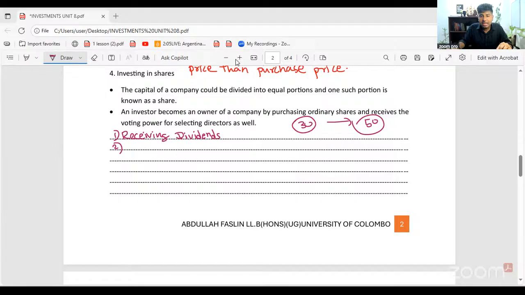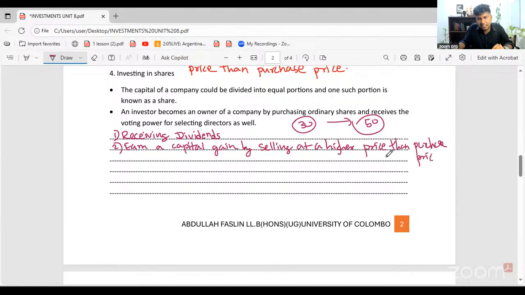That 20 rupees, what do we call it? We call it capital gain. Therefore, earn a capital gain by selling at a higher price than the purchase price. That is capital gain. That is the second one.